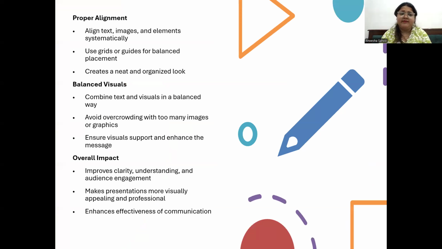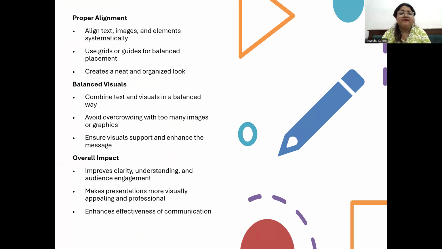Then proper alignment. Align text, images, and elements systematically. Use grids or guides for balanced placement. For example, use some bullet points, use some pictures along with some bullet points. Text, images, also create a neat and organized look.